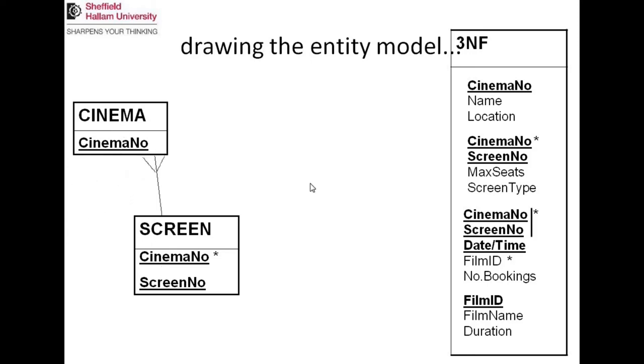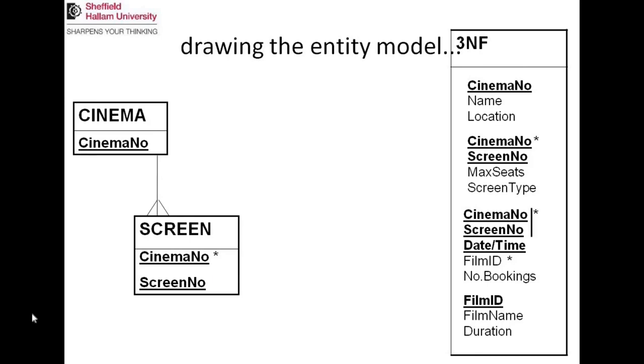Which way does this go, do you think? Let me think. The crow's feet grab the asterisk. Yes! So each cinema has many screens, and each screen is in one cinema. The cinema number is the foreign key. The foreign key is also where the many is. It works as we've seen before.